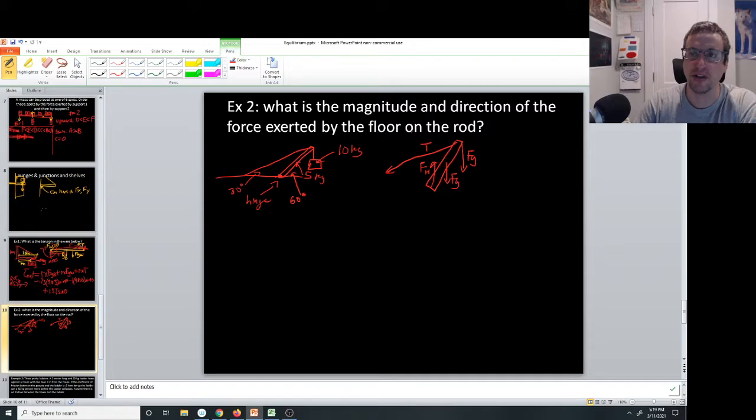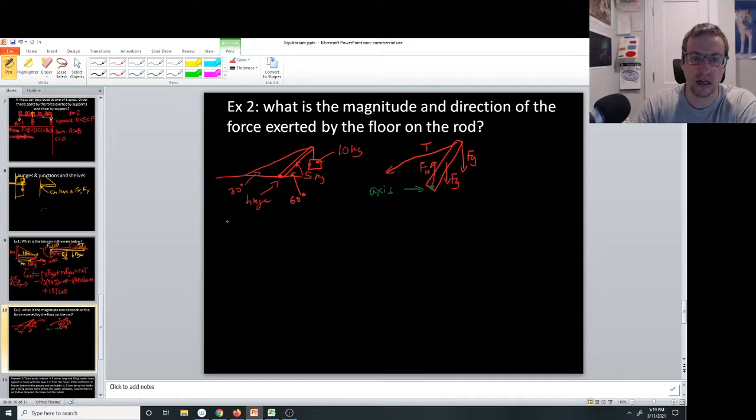The question is, what is the magnitude and direction of that force exerted by the floor on the rod? There's actually three things we don't know. We don't know the tension. We don't know the force of the hinge. We don't know what angle the force of the hinge is at. So it's going to behoove us to find the tension first. So we're going to go out of order here, and here's going to be my axis for the torque equation. This gets rid of the hinge force, which I don't know the angle or the magnitude of, and leaves just these three.